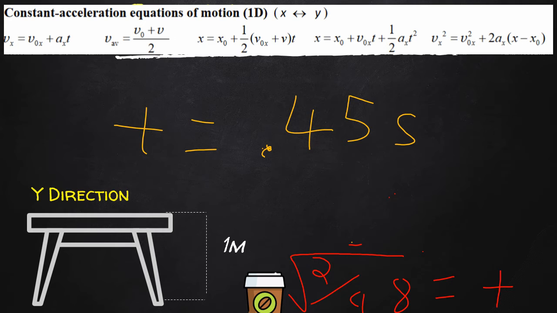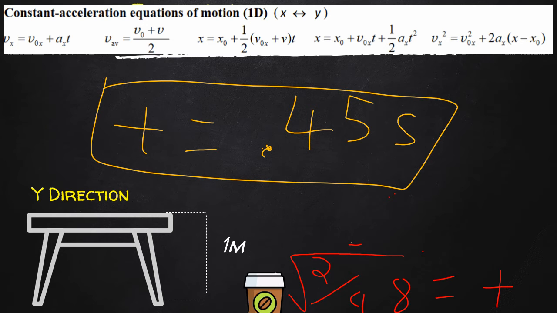Now that we have time, we can then go back to the x direction and simply find out how far the cup has traveled in the x direction when it was falling down in the y direction. So we have t is 0.45 seconds. We have to remember that. And now let's look at the x.